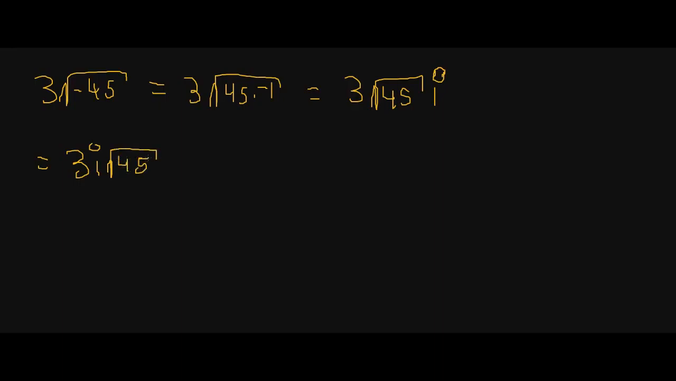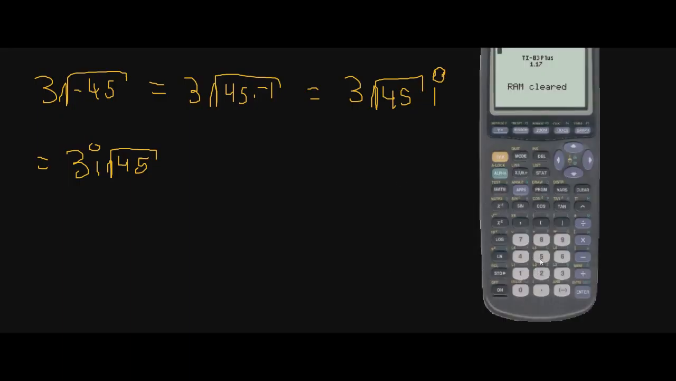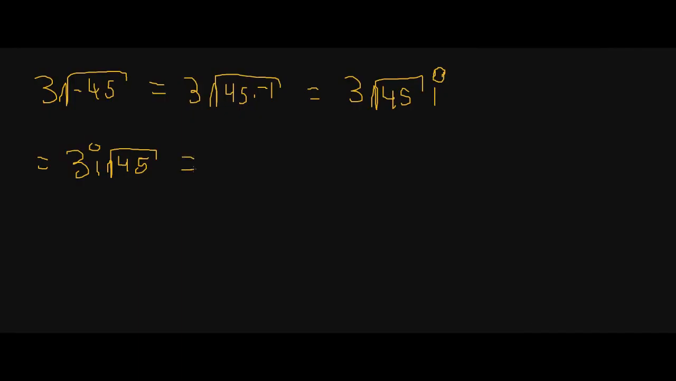And now we just want to find perfect squares of 45. Now you probably already know this because of the other video, but like before, we start with all the perfect squares. So I start with 4, that doesn't work. So then I just keep going, I go to 9, and would you look at that, 9 works. So I can rewrite this as 3i square root of 9 times 5.